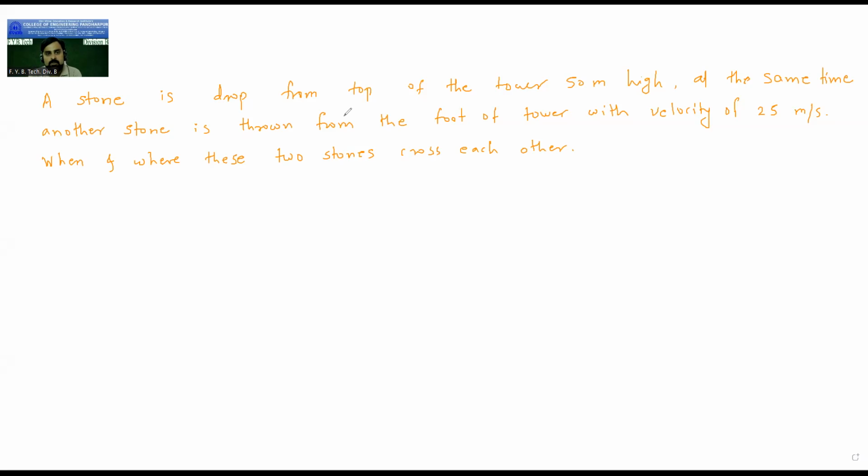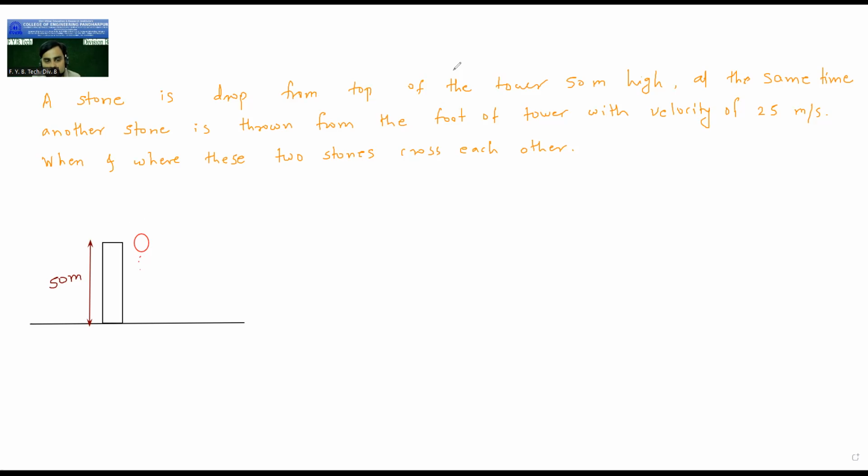Okay, so the problem is that a stone is dropped from a tower of height 50 meter. If I draw the diagram, suppose this is the ground level. This is the tower, which has a height of 50 meter. Now a stone is dropped. Suppose this is a stone, which is dropped from here, this 50 meter height.